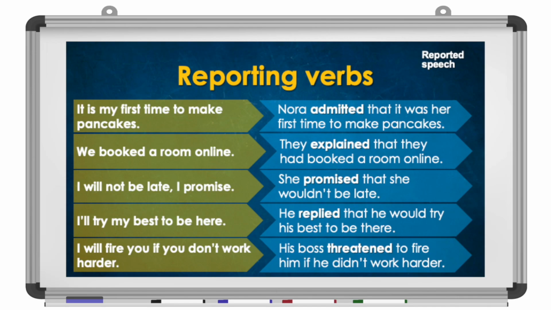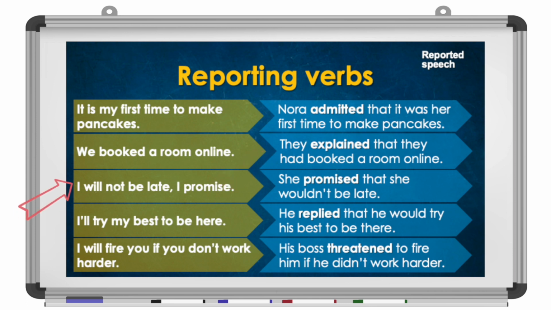Now, we have other reporting verbs other than said and told. Let's check them out. For example, it is my first time to make pancakes. Noura admitted that it was her first time to make pancakes. She admitted to me. We booked a room online. They explained that they had booked a room online.